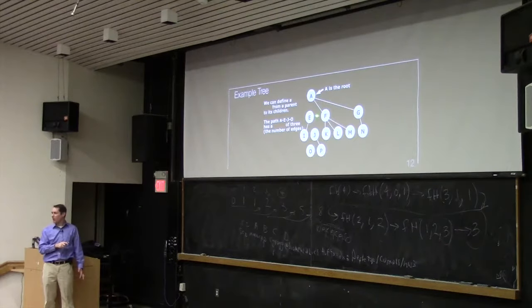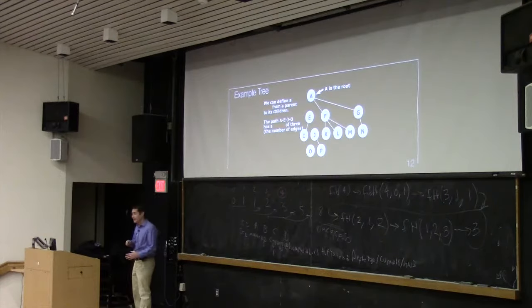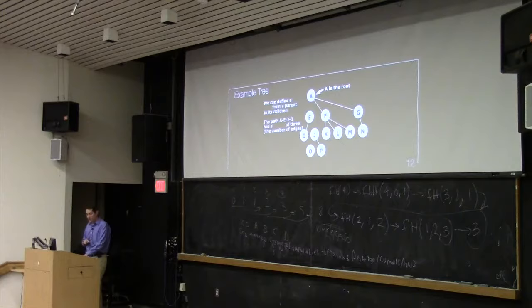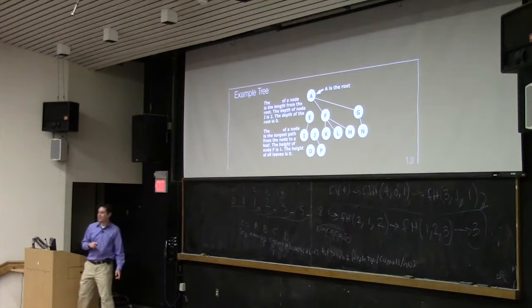You would think it would be 4, but it's not. It's actually 3. The path length from A to O is 1, 2, 3. Okay? That's how that one works. It's just the number of edges. All right. So we've got the path, and we've got the length, which is between a parent and its children and subchildren. You've also got the depth.